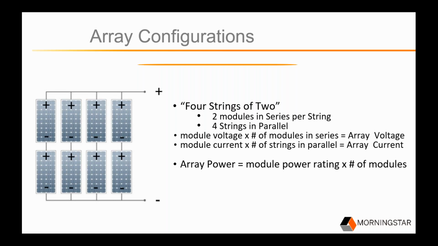As an example, here's a solar array with 4 strings of 2. This means that there are 2 modules in series per string and 4 strings in parallel. The number of modules in series times the module voltage rating will be the voltage of the array. And the number of strings in parallel times the module current rating will be the array current. The array power is simply the module power rating times the total number of modules. These are the parameters that need to be considered when sizing the PV array.